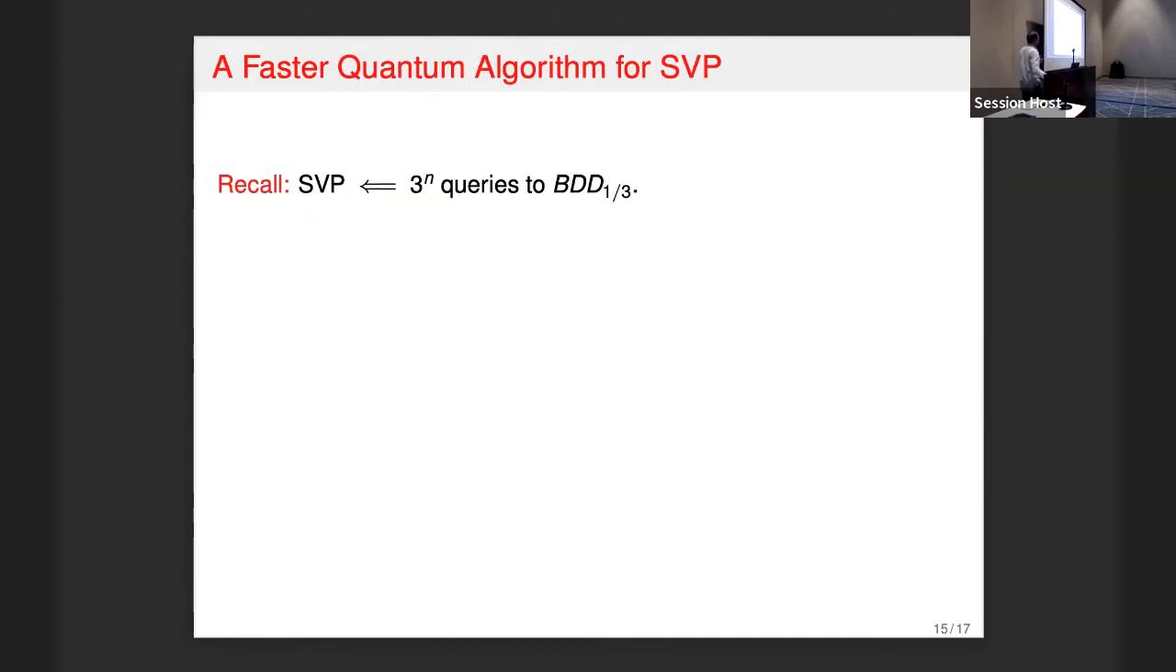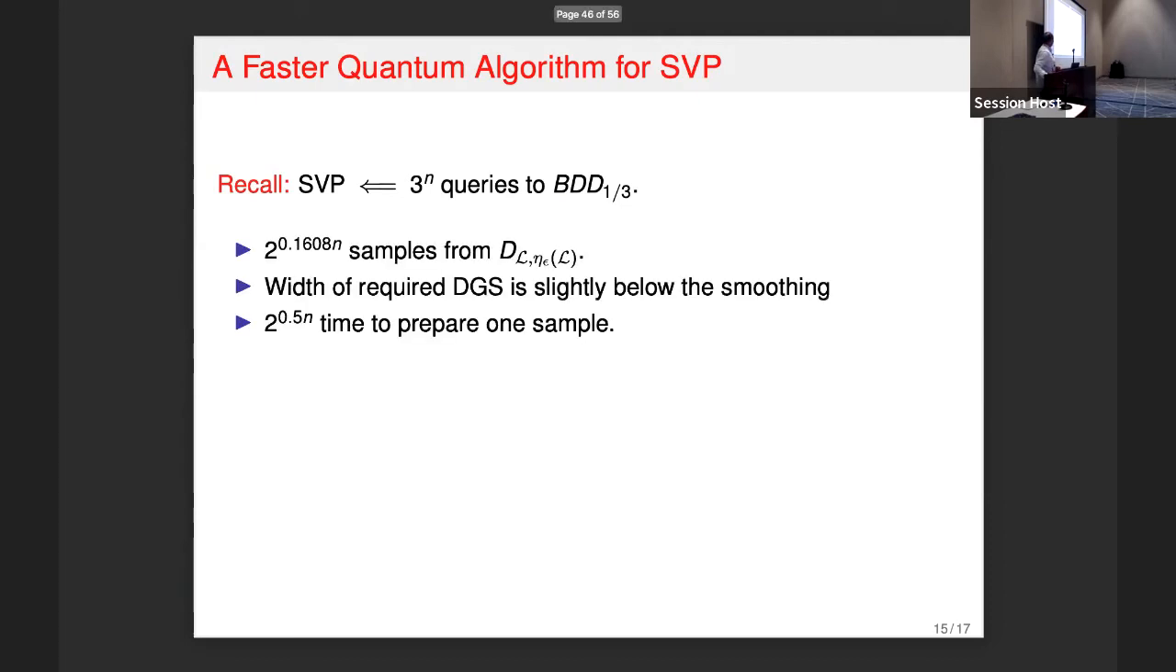So the idea is, if we have a 1 over 3 BDD oracle, by making 3 to the n queries, we'll be able to solve SVP. And what we show is that first we get 2 to the 0.16 n samples from discrete Gaussian sampling slightly above the smoothing parameter, and we require 2 to the n over 2 time to get one sample. And these samples can be reused, because every time we are solving a BDD oracle over the same lattice but with different target vectors, we can use the same lattice vectors.